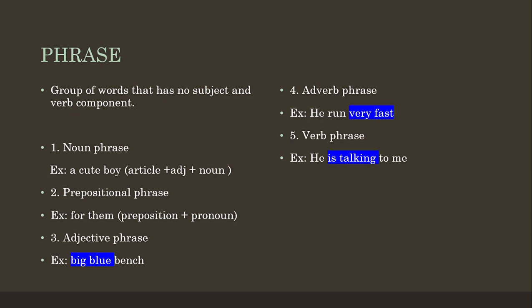For example, he is talking to me. The verb phrase is the blue one, is talking. We have a helping verb, is, and then followed by talking. The base form of the verb is talk, and then we join them together with the ing form, talking. So from the sentence he is talking to me, the verb phrase is is talking. At least one helping verb is needed to make a verb phrase.